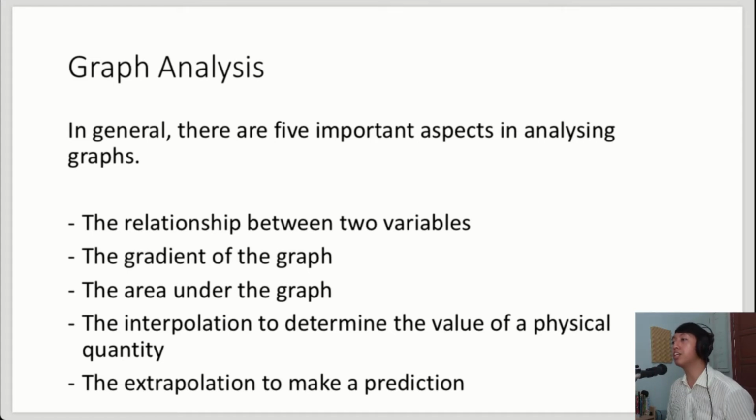The second is the gradient of the graph. Dalam bahasa Melayu ini kita panggil sebagai kecerunan. The number 3 is the area under the graph. So kalau ada graph, kita kena cari apa area dia di bawah. Okay. Next is the interpolation to determine the value of a physical quantity, and we have the extrapolation. So buat interpolation and extrapolation ialah kita menggunakan graph untuk mencari satu value or to find a number.